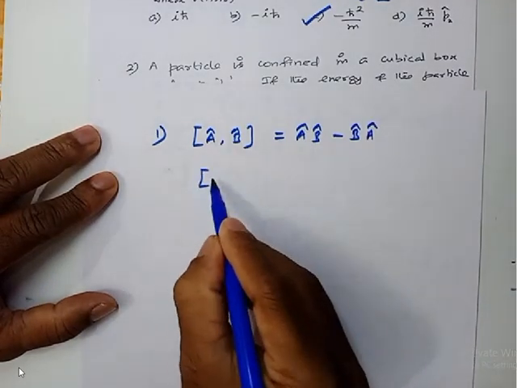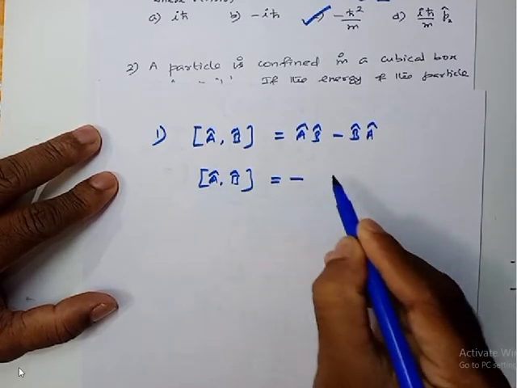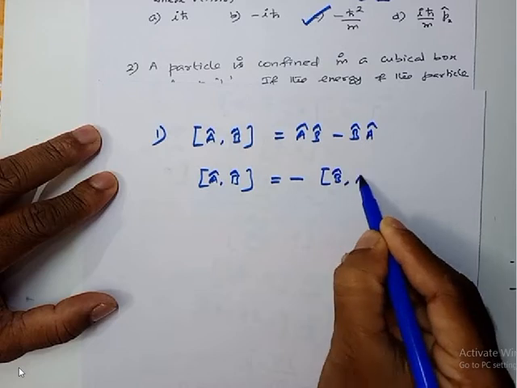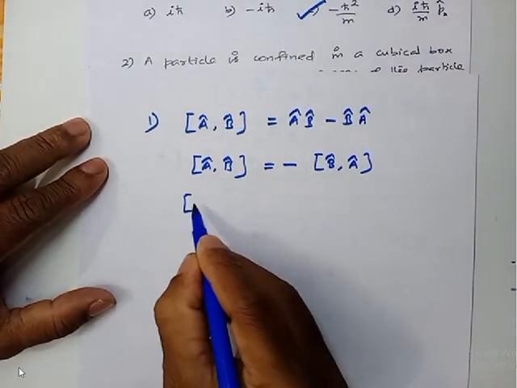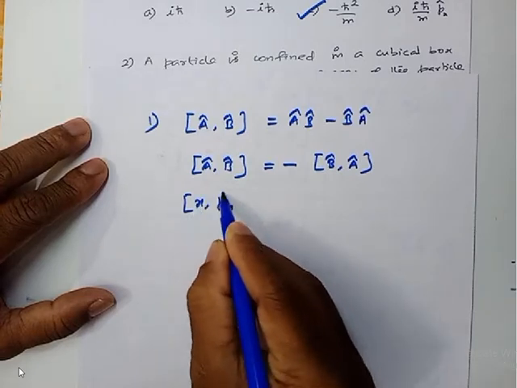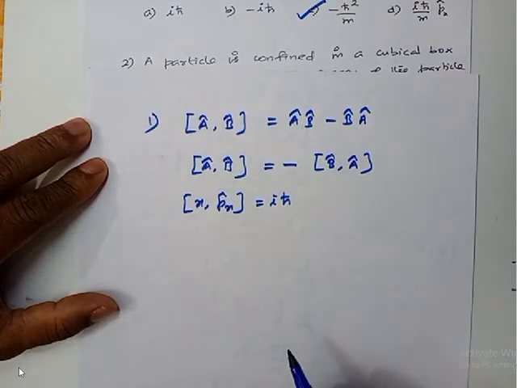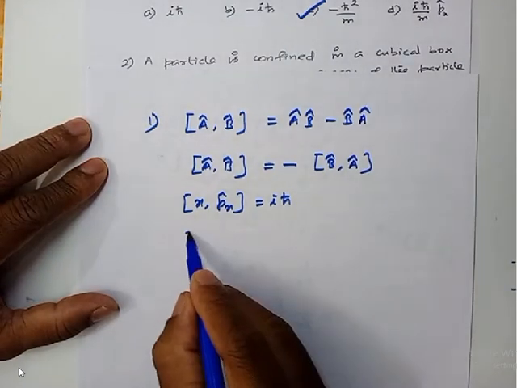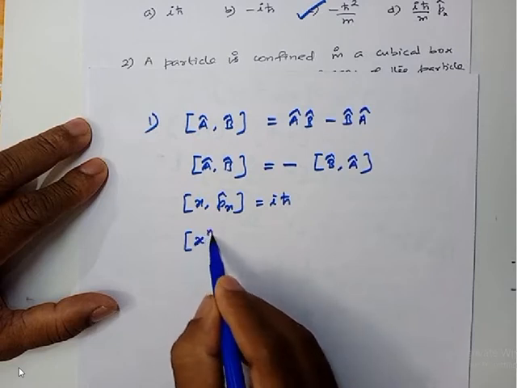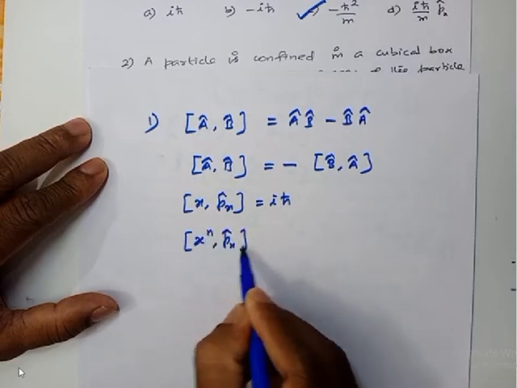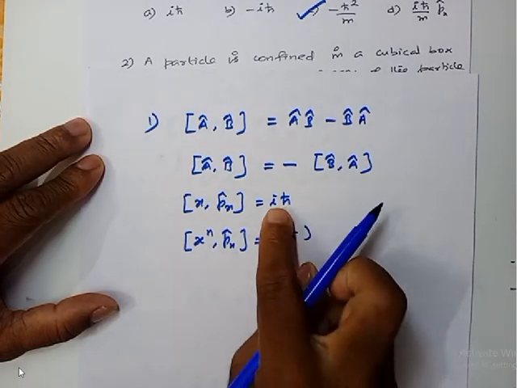And the commutator of AB should be equal to minus the commutator of BA. This also we know. Then the commutator of position and momentum is iħ. And the commutator of x^n with px operator is iħ. You keep this iħ as such.